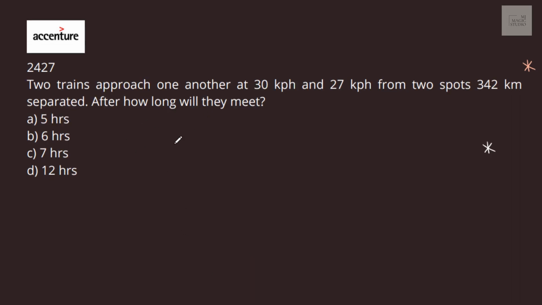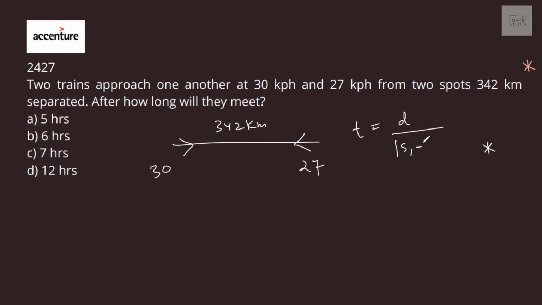Two trains approach one another at 30 kph and 27 kph from two spots 342 kilometers separated. How long will they take to meet? Okay, whenever two bodies are moving towards each other, time is given by the distance between them divided by the sum of their speeds, because they are approaching each other. So that would be 342 divided by 30 plus 27, which is 57. 7 6 is 42. That will give us 6 hours. It will take 6 hours for the two trains to meet each other. Answer B.